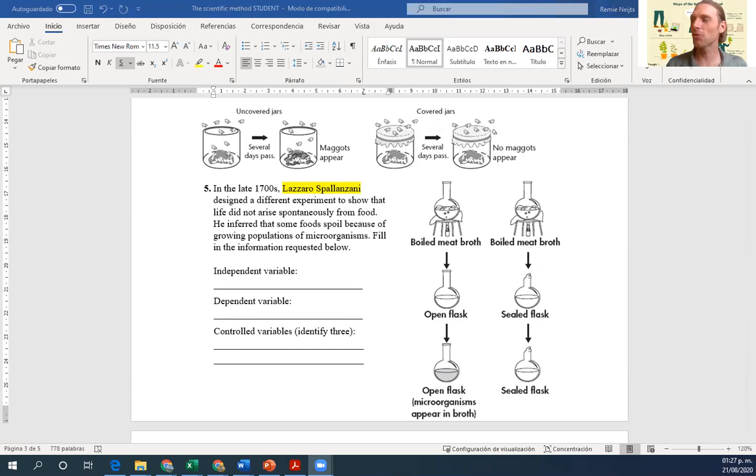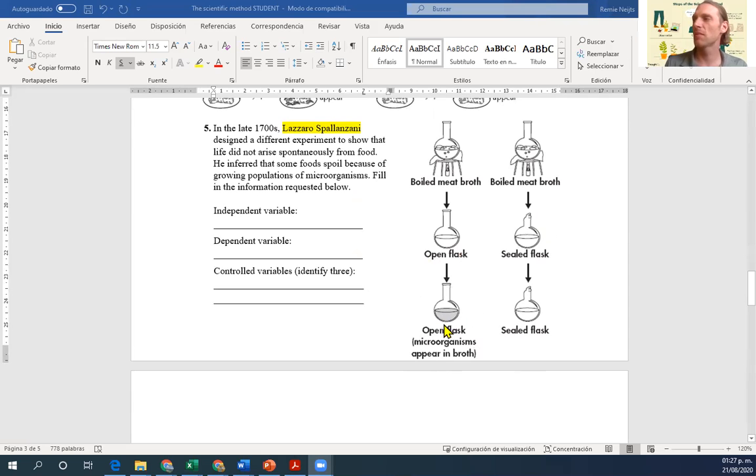So the independent variable, the one that you're going to manipulate, is the exposure to air. Yeah. So one caldito is exposed to air. The other caldito is not exposed to air. Okay. So what happens in the end? In one flask, you get microorganisms in the caldito. I call it caldito, but here they say broth, but basically it's caldito, no?